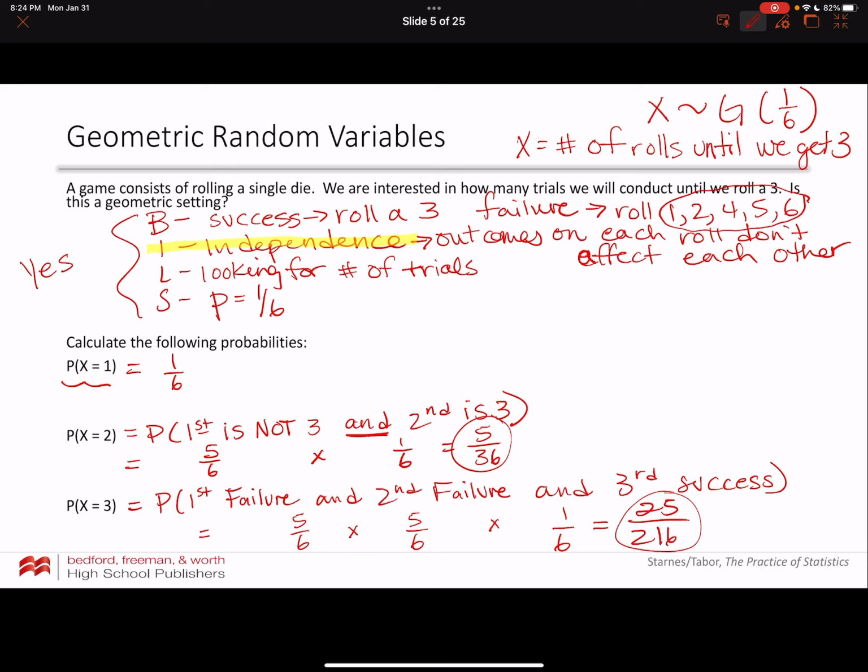So you're probably seeing a pattern here. If I were to ask you the probability that X is equal to 4, well, again, that would be 3 failures. So 5 out of 6 times 5 out of 6 times 5 out of 6, and then just 1 success. There's only ever going to be 1 success because we're looking for the first success. That's the whole point of having a geometric random variable, right?